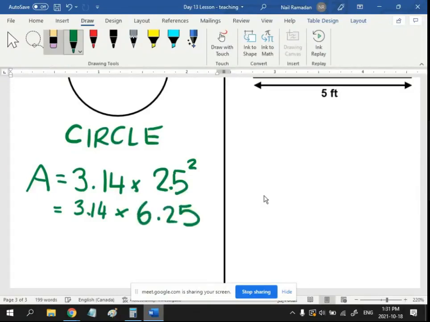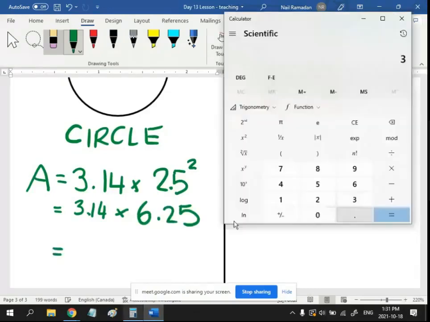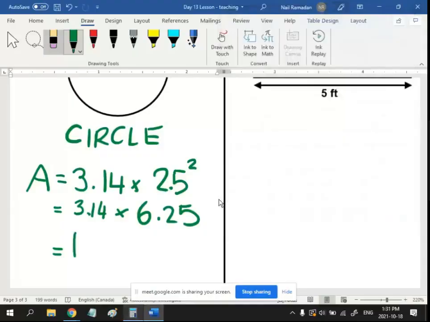So we just have to multiply now. Here's my machine. 3.14 times what? 6.25. That's it. So 19.625.